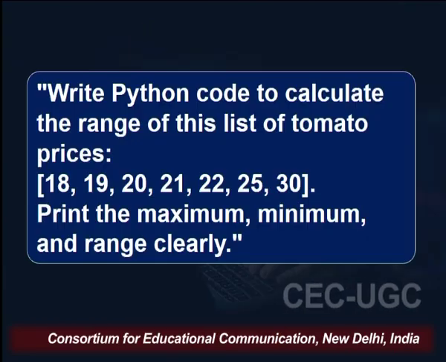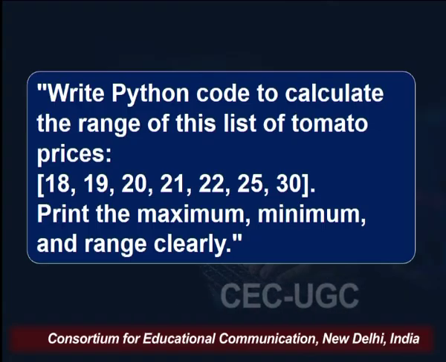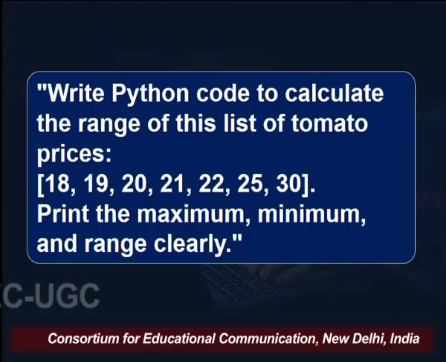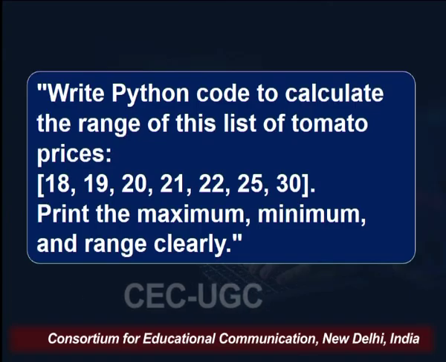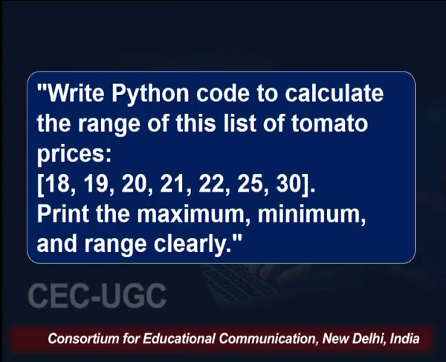Now, before we move on to better measures of spread, let's use our AI assistant tools to calculate the range of data. Let's do an example to calculate range. If you can see on your screen, there is a prompt which you can put to ChatGPT. The prompt says, write Python code to calculate the range of this list of tomato prices. The prices are given as rupees 18, 19, 20, 21, 22, 25 and 30. You can also ask ChatGPT to write the Python code to calculate maximum, minimum and the range clearly.